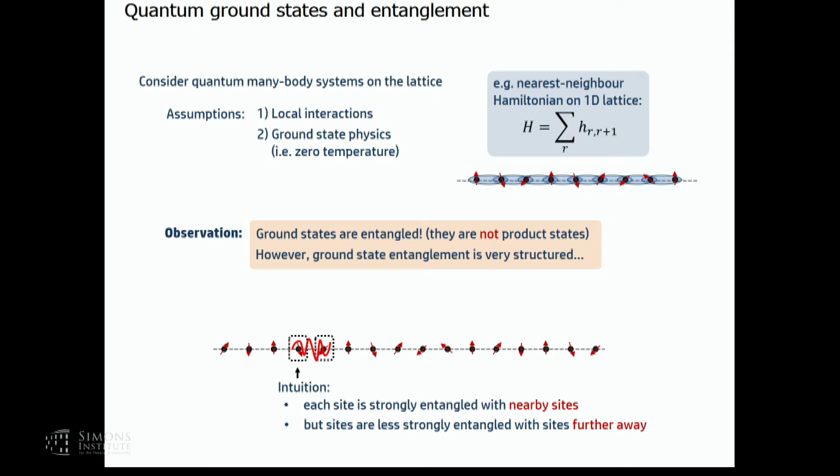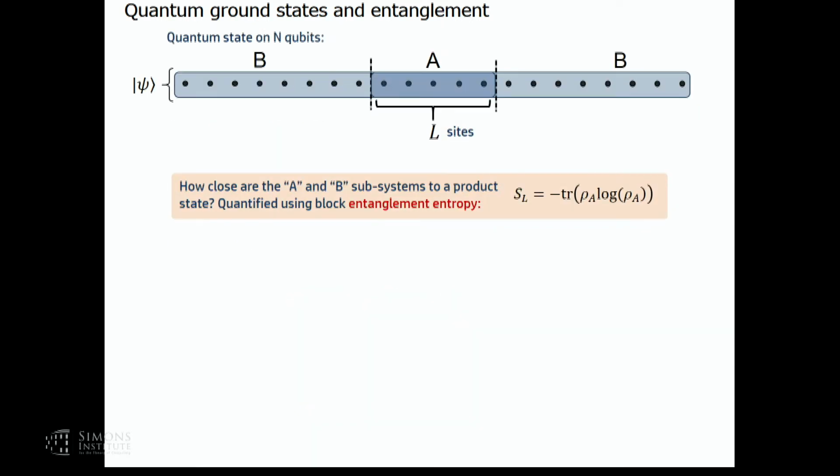The structure that this gives to the ground state is that spins will be very strongly correlated or entangled with nearby sites, but less and less strongly correlated with sites further and further away. So this is our intuition. We can make this more rigorous. One way to think about this is in terms of block entanglement entropy, the von Neumann entropy of a reduced density matrix for some subsystem of this lattice.